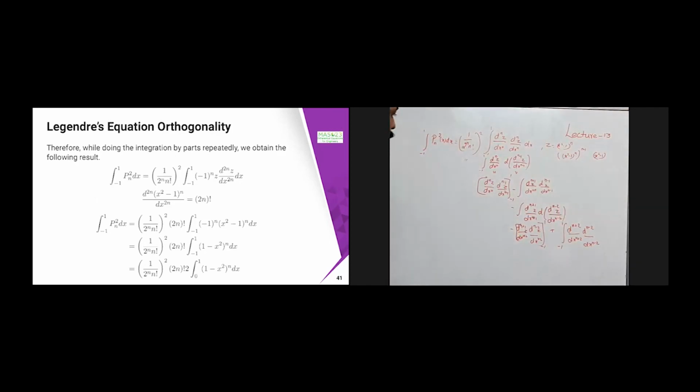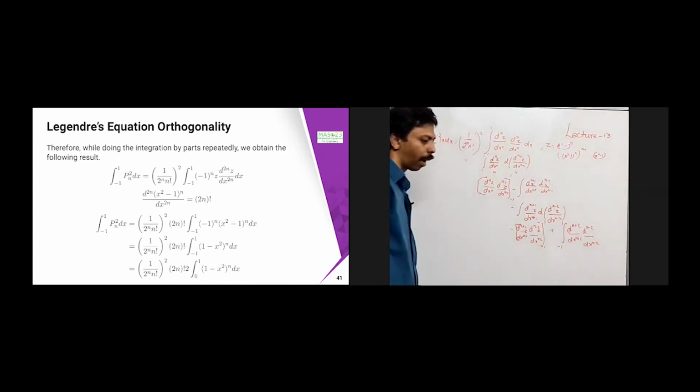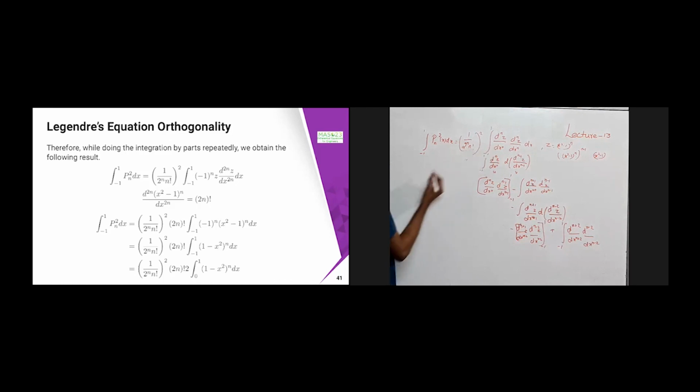After a certain stage, everything is going to become 0 here, so the boundary term is going to become 0. So this n is going to keep on adding over here. After many steps, this equation is going to become minus 1 power n, d^(2n) z by dx^(2n) into dx, integral from minus 1 to 1. That is going to come.